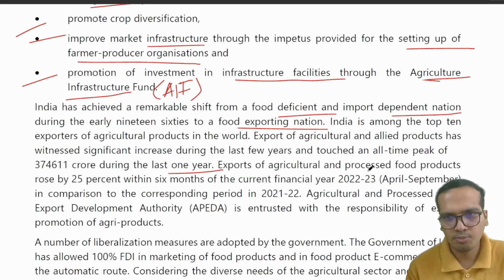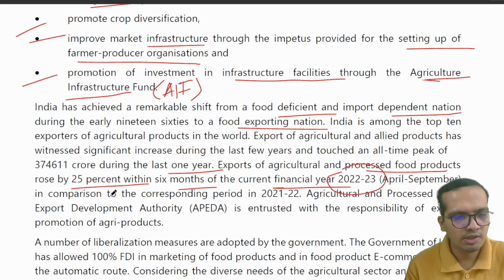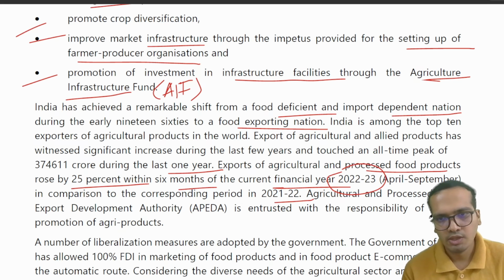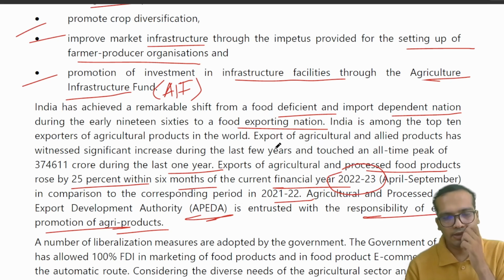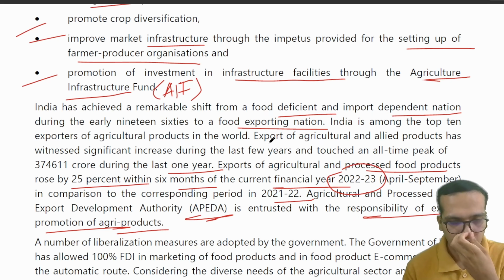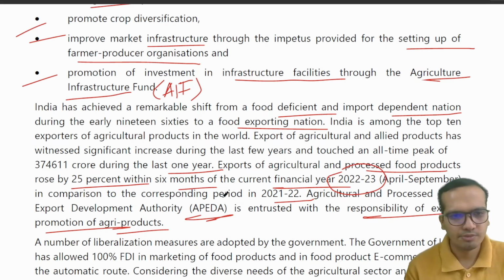Exports of agriculture and processed food products rose by 25% within 6 months of the current financial year, that is 22-23, April to September, in comparison to the corresponding period in 2021-22. APEDA, Agriculture and Processed Food Export Development Authority, is entrusted with the responsibility of export promotion of agricultural products. तो अपीडा का काम है कि उन्हें एक्सपोर्ट प्रमोशन के लिए वो एक्ट करती है.